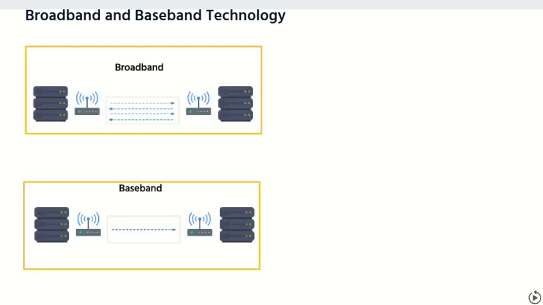Broadband and baseband are 2 types of data transmission technologies used to send and receive data over a network. Click each to learn more.